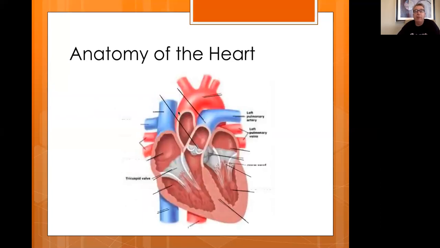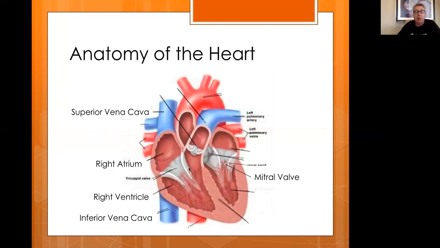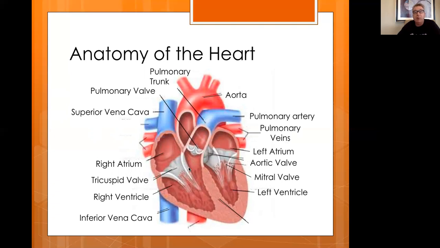Now the anatomy of the heart, we're going to sort of cut through it. Now we see that superior vena cava. This is unoxygenated blood, and it's going to come into the right atrium. What I'll do is put everything up there, and we're going to go through the process of it, since I have them all here.